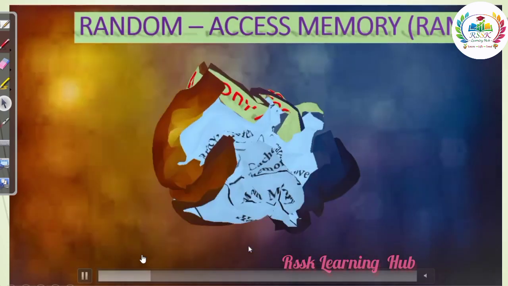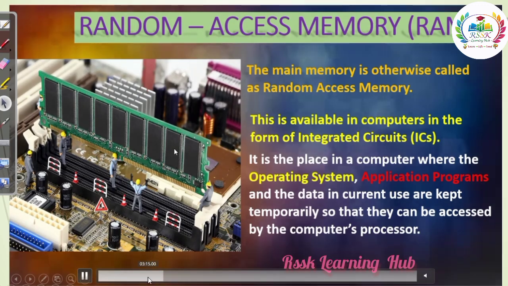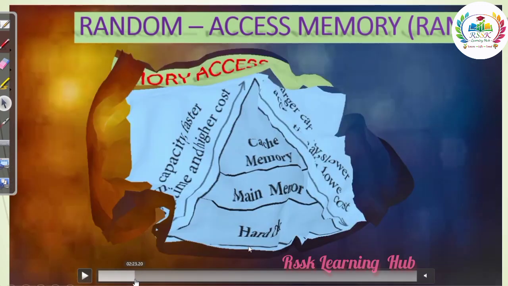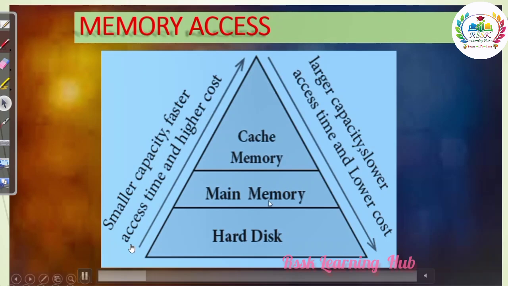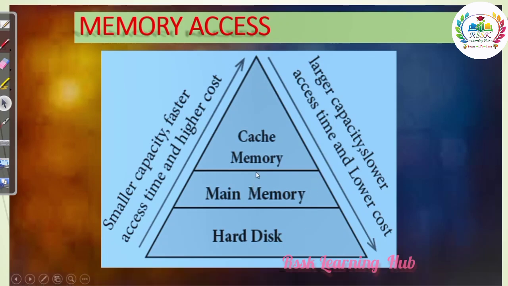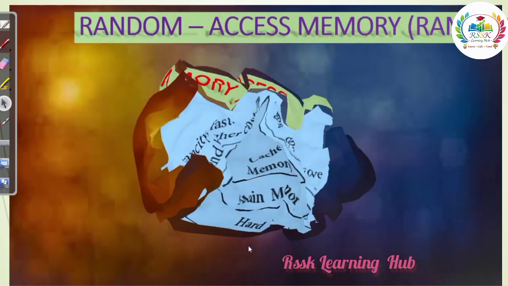While accessing from your hard disk to main memory, what you are going to see is a smaller capacity and faster access time. While coming from cache to hard disk, you will have larger capacity and slower access time. So these are the two main categories for accessing data from your memory.